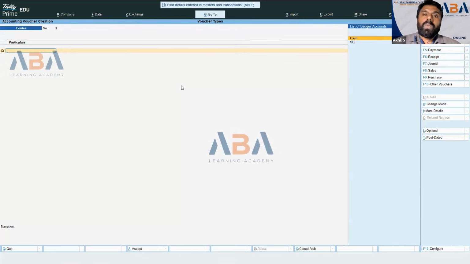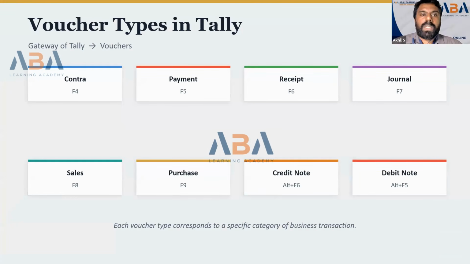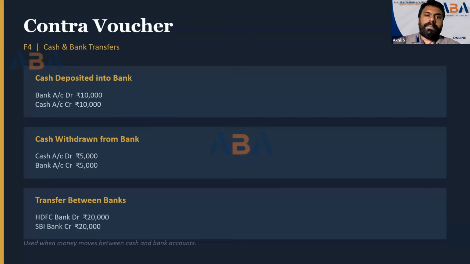So let's go through them one by one and what each one means. Okay. So first we can start with contra. So the contra voucher is very important. Okay, so contra entry is very important. The shortcut key for contra we already saw as F4. So contra voucher is used to post the transactions which have either bank or cash on the debit or credit side. Okay. So all sorts of bank and cash transfers, we use the contra voucher to post.